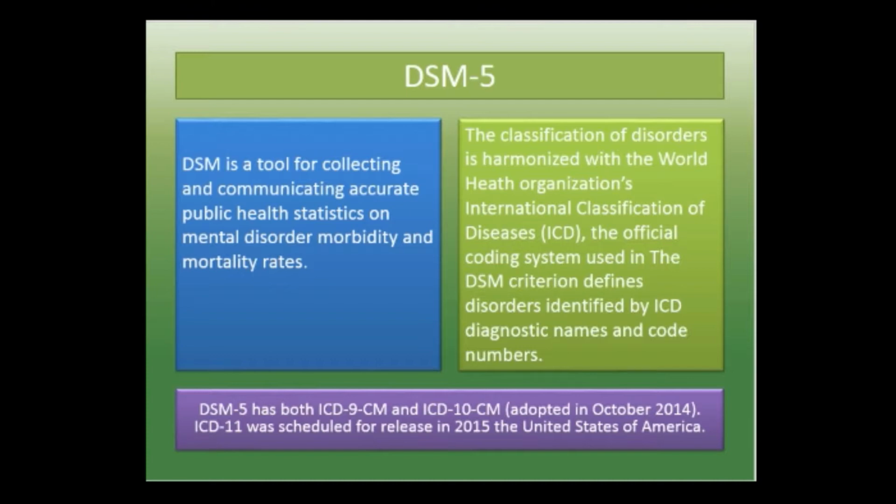It is also important to realize that DSM-5 at the moment is not working on its own, basically by the American Psychiatric Association. The classification of disorders has been harmonized with the World Health Organization's International Classification of Diseases, commonly referred to as ICD. This is the official coding system that is used in the DSM-5. This is where we get our diagnostic names and the code numbers you will use as you deal with your patients.